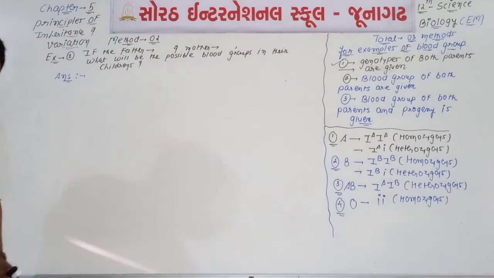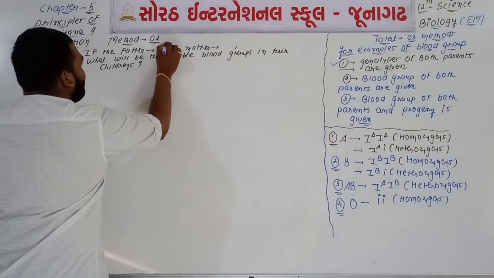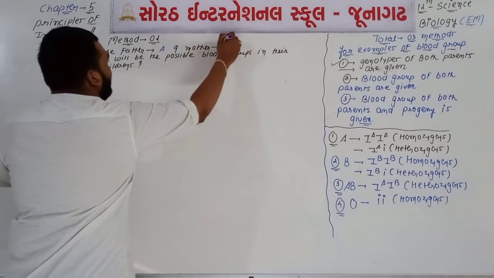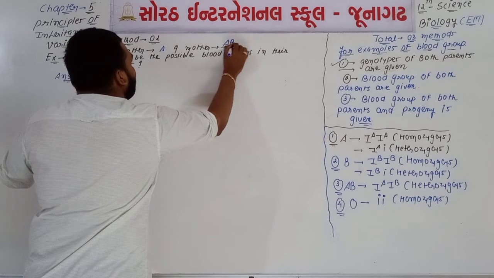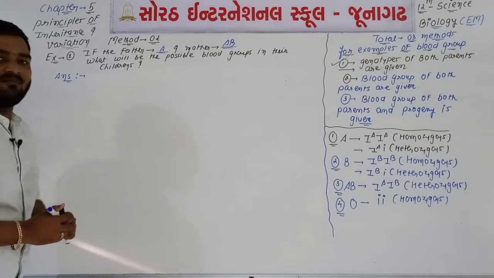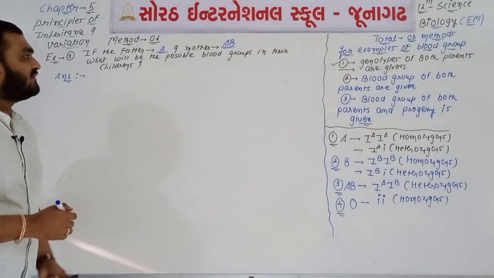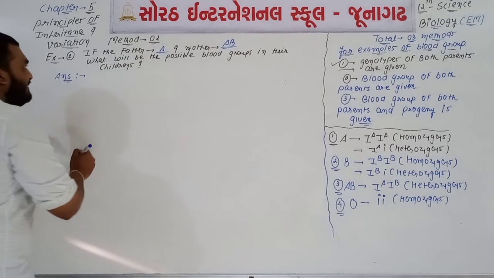Okay, if the father has blood group A and the mother has blood group AB, then what are the possible blood groups in their progeny, meaning in their children?